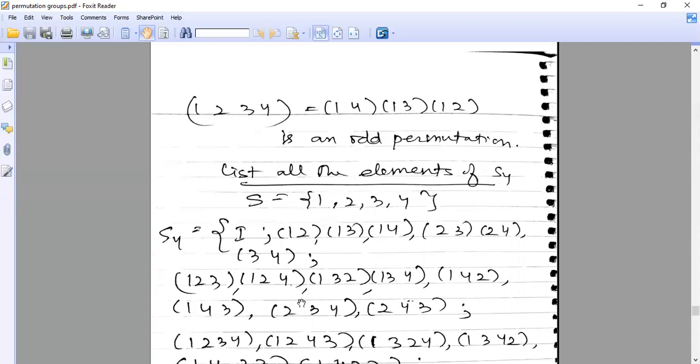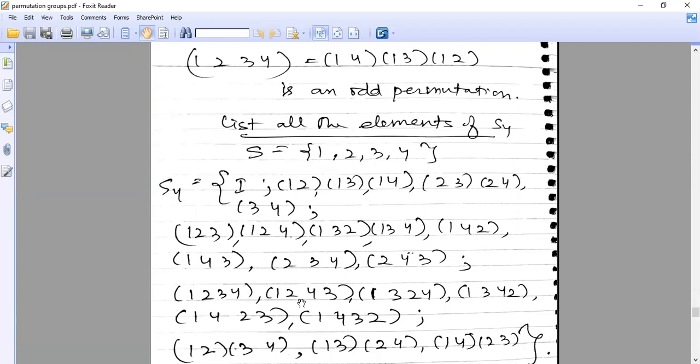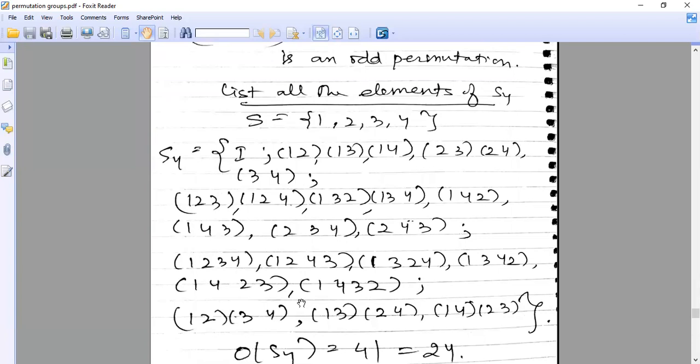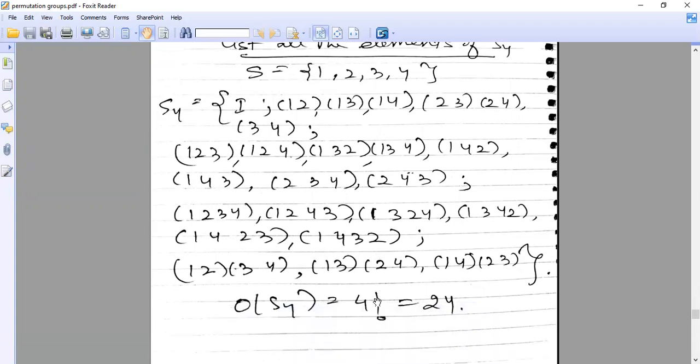Now, in this example, we have listed all the elements of S4. S4 means the permutation group defined on a set with four elements, 1 2 3 4. So S4 will have four factorial elements, that you can see from here. All those four factorial, that is 24 elements, are written here.